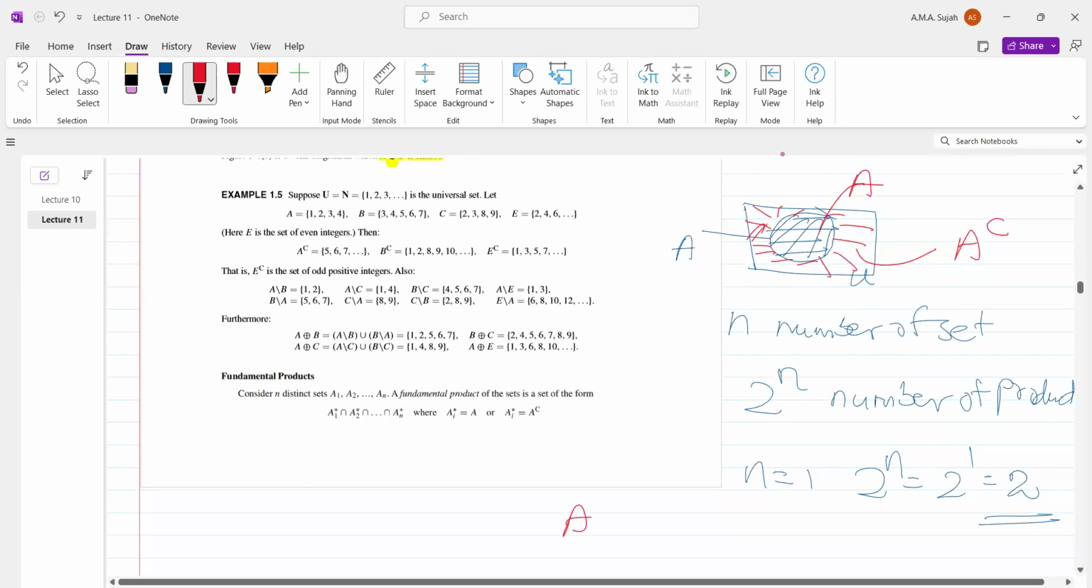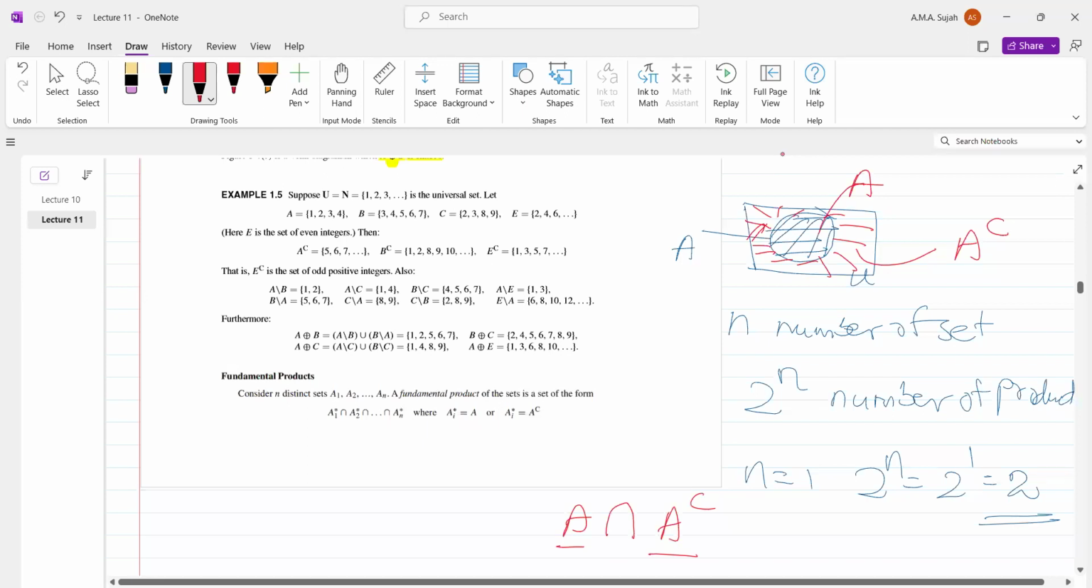We will symbolically represent product as this symbol, the intersection symbol. A, and A complement is another product. So these are the two things.